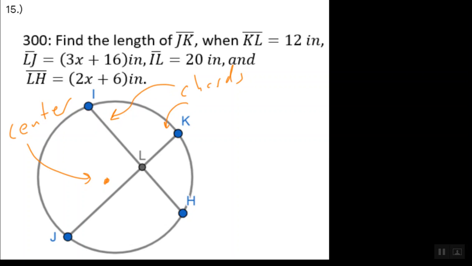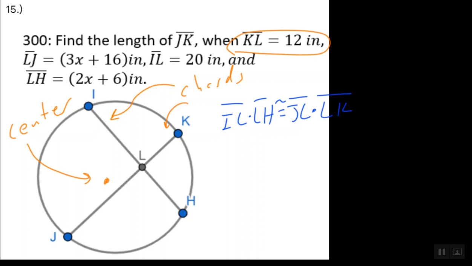So what does that look like? Well, let's set this up. Let's say, in this nice little blue color here, that IL times LH must be equal, or congruent, to JL times LK. Alright, let's go ahead and plug everything in. We know that KL is 12, so KL is right there, that's 12 times. We see that LJ is 3x plus 16, so 3x plus 16. And that must be equal to IL, which is 20, times LH, 2x plus 6.